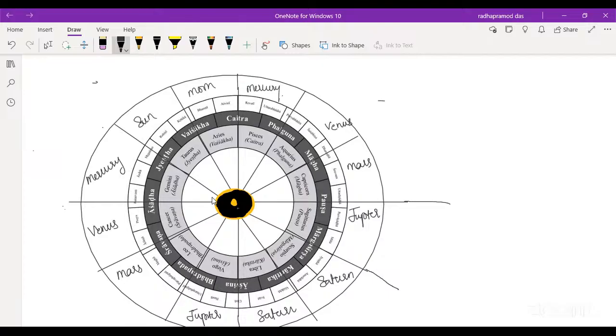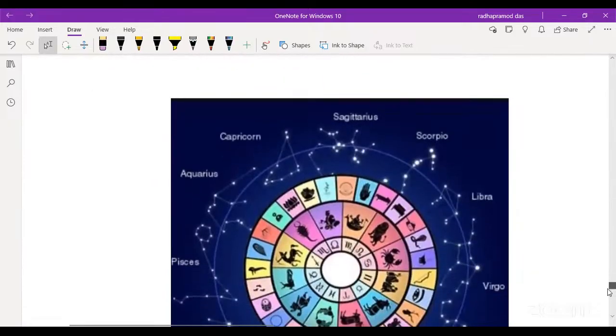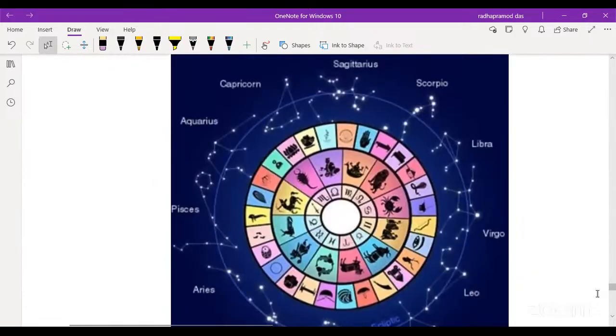Zodiac signs. Okay, so zodiac signs are here. So what are zodiac signs? These are the arrangements of stars only. Like, I'll show another image down. See, this is a zodiac sign. You are seeing the stars here.